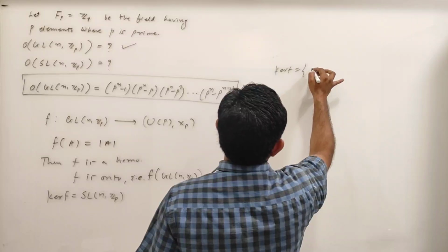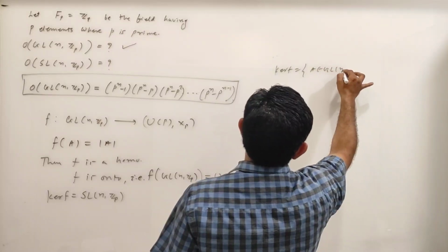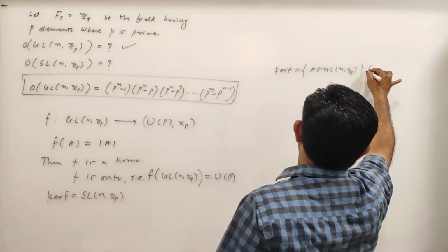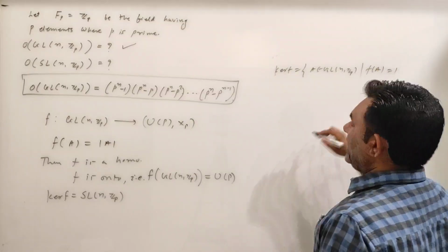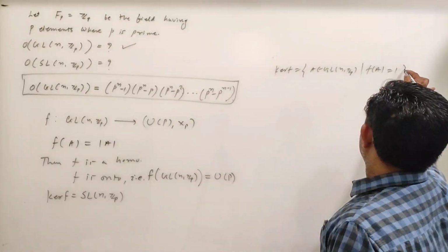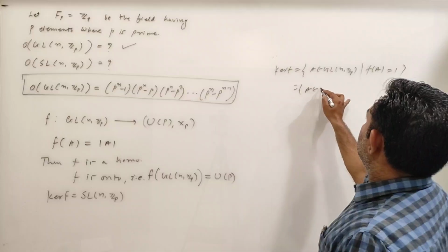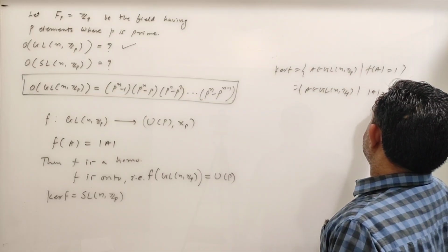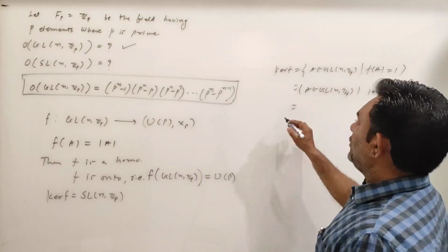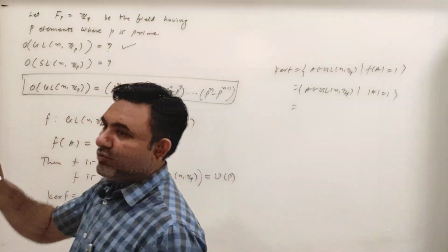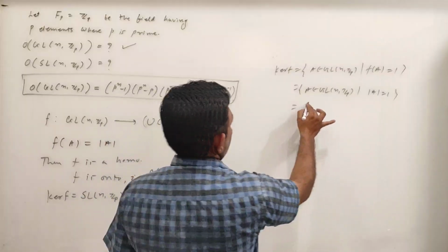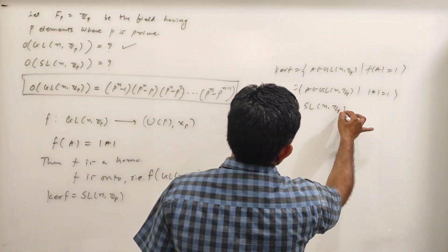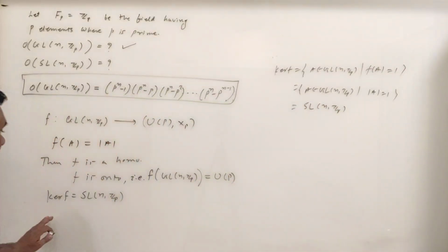Kernel of f is equal to the set of A belonging to GL_n(Z_p) such that f of A is equal to the identity element of U_p, and that is 1. So that is A belonging to GL_n(Z_p) such that the determinant of A is 1. Those elements of GL_n(Z_p) whose determinant is 1 form SL_n(Z_p). So the kernel is this one.